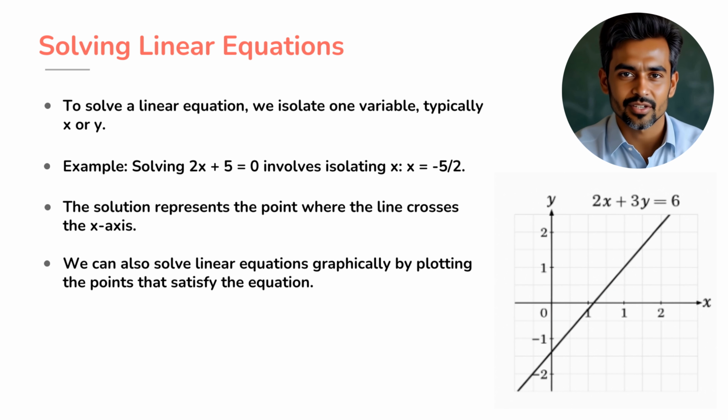Scene 2. Solving linear equations. Now, let's dive into solving these equations. To solve a linear equation like 2x plus 5 equals 0, the goal is to isolate x. Here's how you can do it. First, subtract 5 from both sides. 2x equals -5, then divide both sides by 2, x equals -5/2. That's it. You've solved for x.